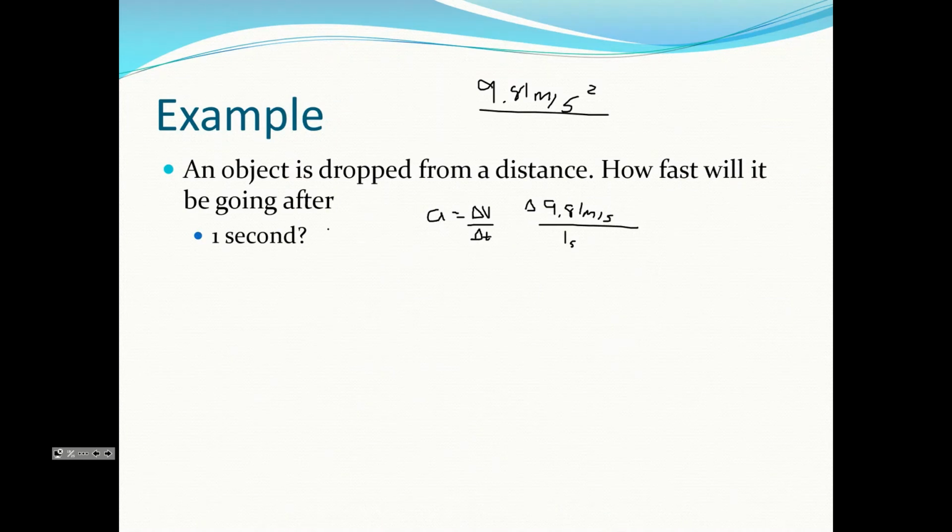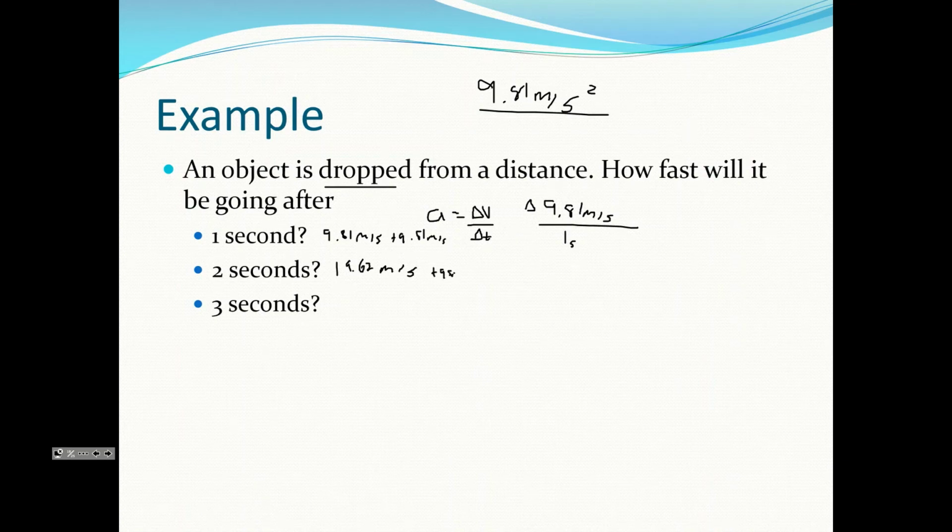So after I drop something, whenever I say drop, it means it starts off at 0 meters per second. So how fast will it be going after 1 second? Well, if it falls for 1 second, then it's going to be going 9.81 meters per second. After 2 seconds, it's going to gain another 9.81 meters per second, so it's going to be going 19.62 meters per second. How fast after 3? Well, it's going to gain another 9.81 meters per second.